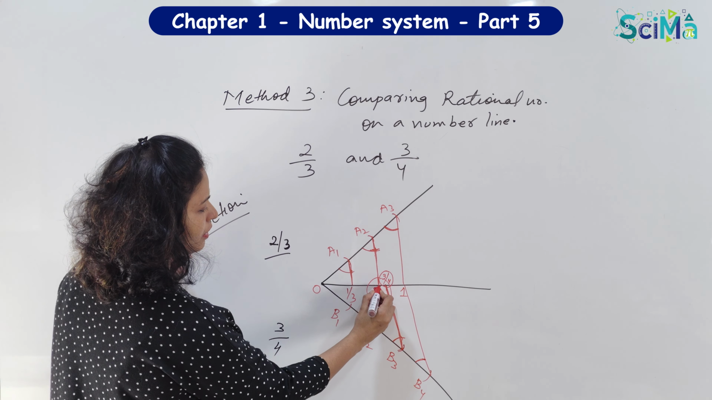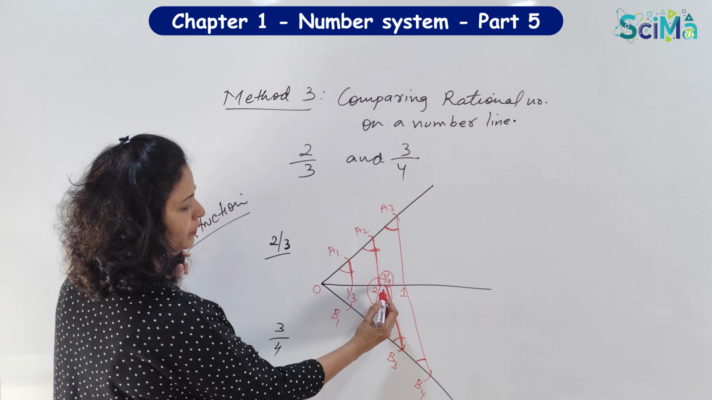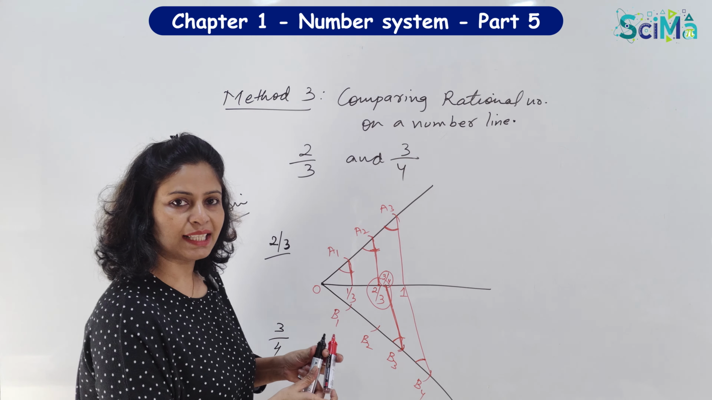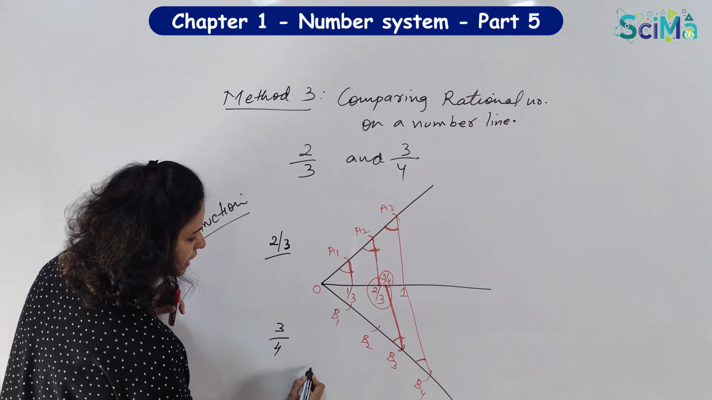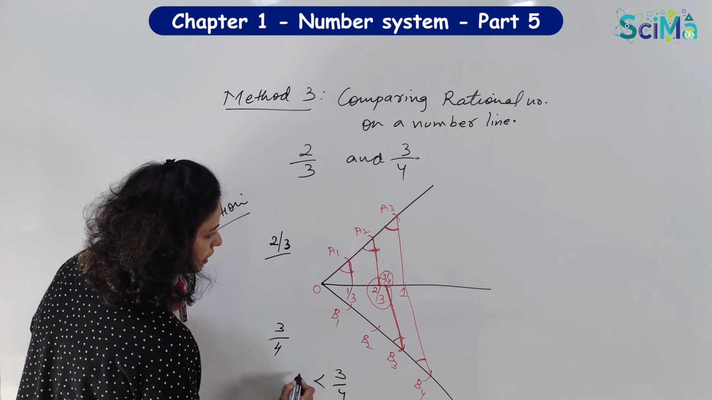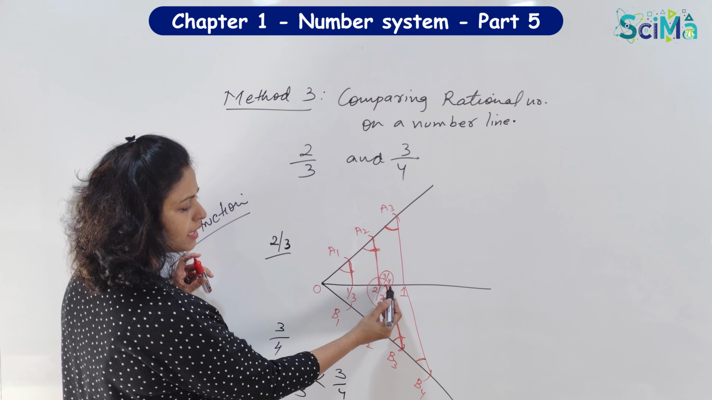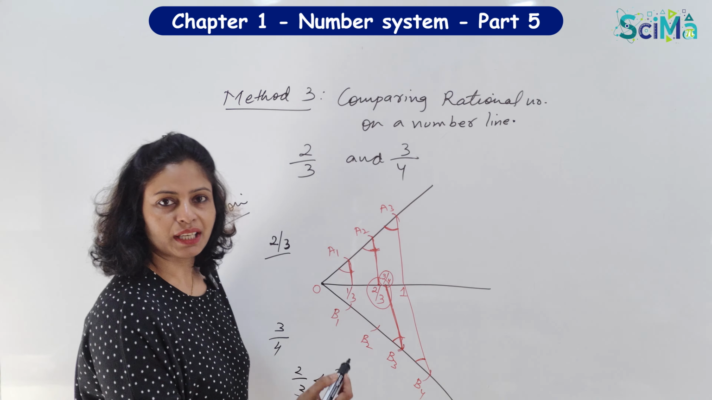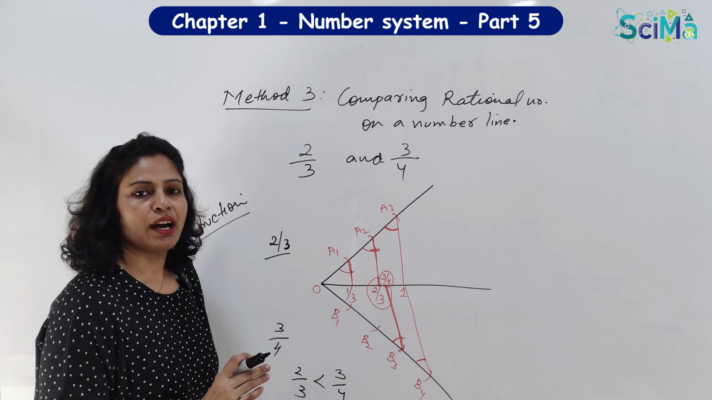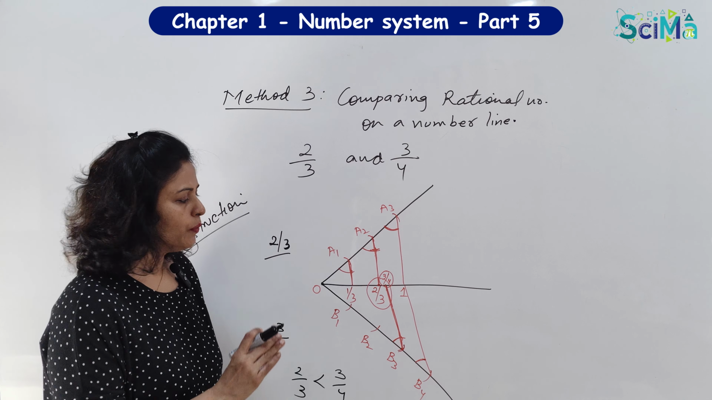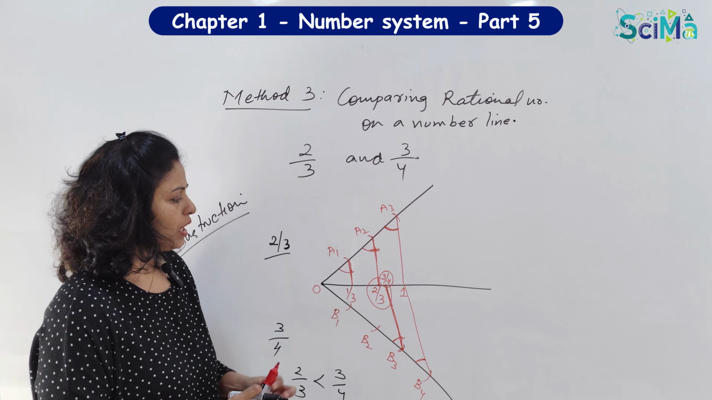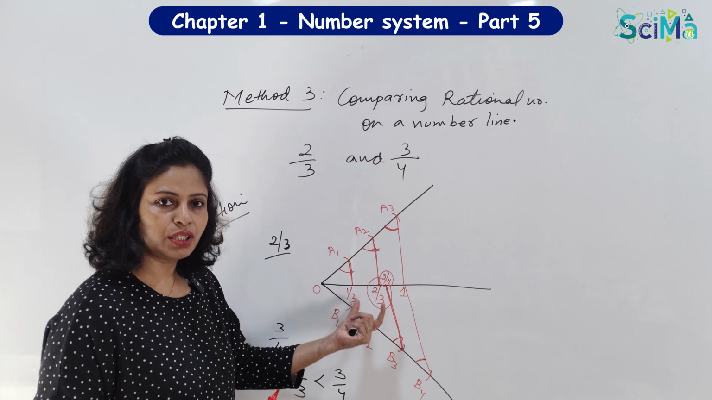When you see here, 2 by 3 is on the left and 3 by 4 is on the right side of the number line. So we can say that 3 by 4 is greater than 2 by 3, because 3 by 4 is on the right side on the number line and 2 by 3 is on the left side. So you have to do the construction and see how you can compare rational numbers by seeing their position.